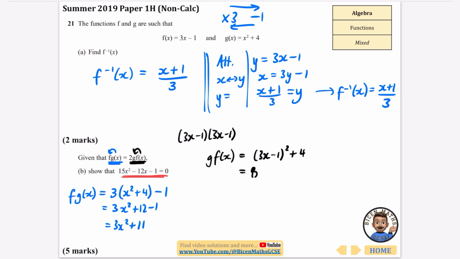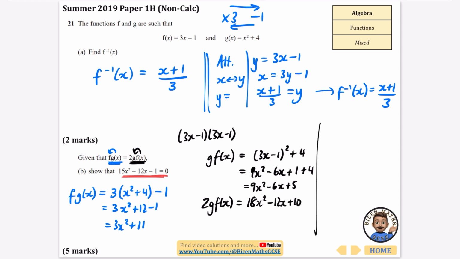But I know that that is going to be 9x squared. There'll be a minus 3x and a minus 3x, which is minus 6x. There'll be a plus 1, and there'll be a plus 4. So it is 9x squared minus 6x plus 5. Now 2g f of x means you're just doubling that because it's got a 2 at the front. So it's 18x squared minus 12x plus 10. Make sure that everything gets doubled.